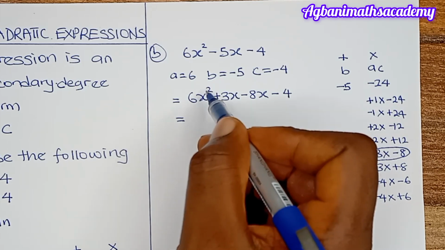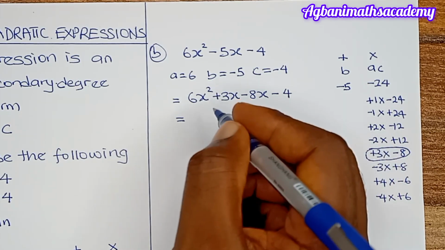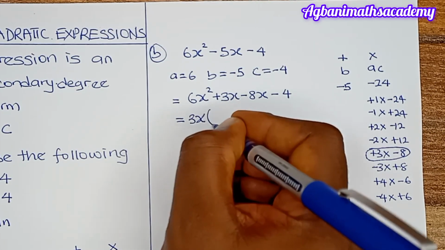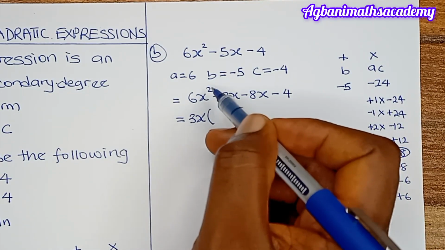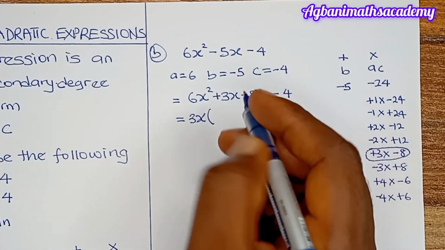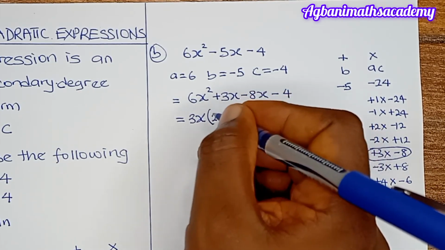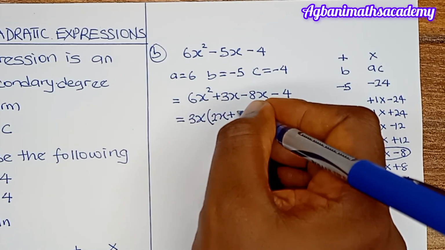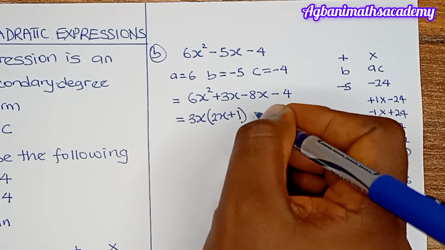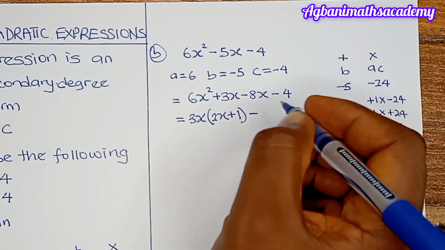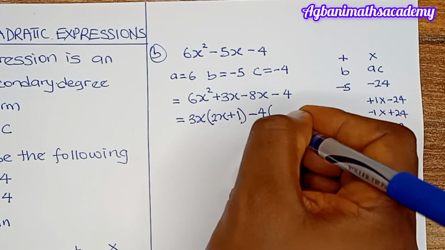So we can factorize the first two together and the second set together. So looking at 6x squared and 3x, what is common? 3x is common. So we can write 3x outside, parentheses. 6x squared divided by 3x, we're going to have 2x, plus 3x divided by 3x, we're going to have 1, minus 8x and 4, what is common? 4 is common, so we'll bring 4 out.